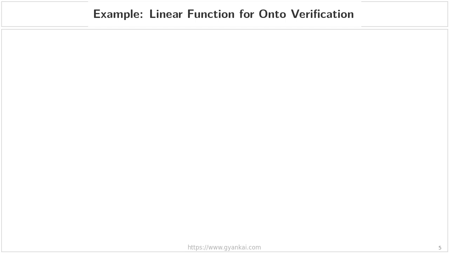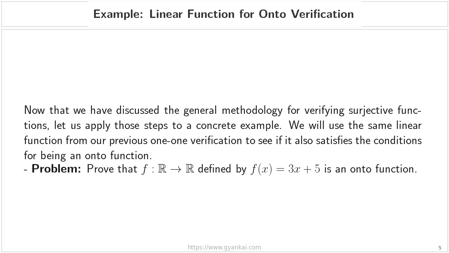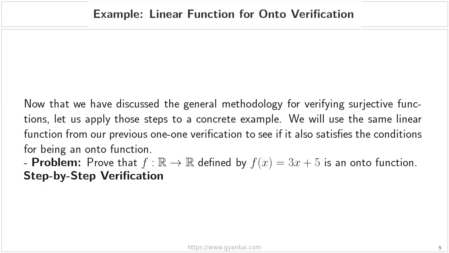Example: linear function for onto verification. Now that we have discussed the general methodology for verifying surjective functions, let us apply those steps to a concrete example. We will use the same linear function from our previous 1-1 verification to see if it also satisfies the conditions for being an onto function. The problem asks us to prove that the function f, mapping the set of real numbers to the set of real numbers, defined by f of x equals 3x plus 5, is an onto function. Let us walk through the step-by-step verification.